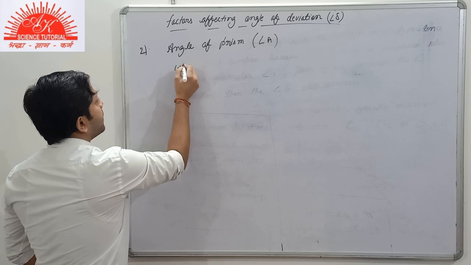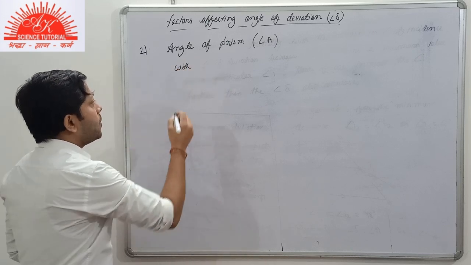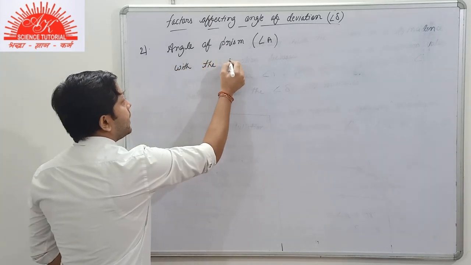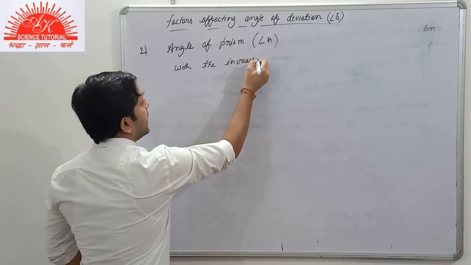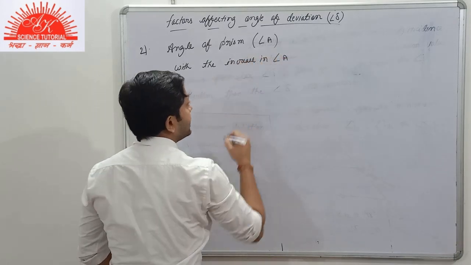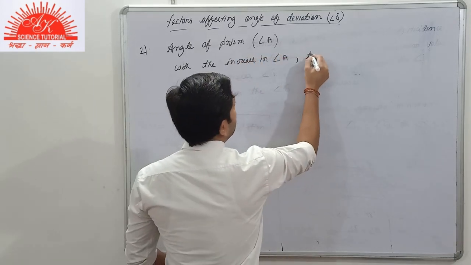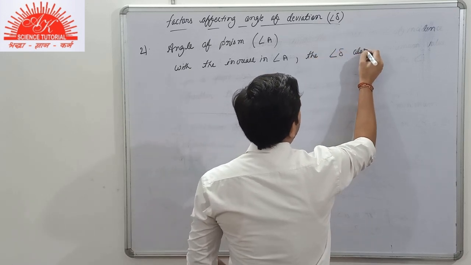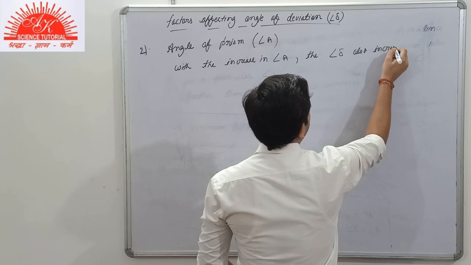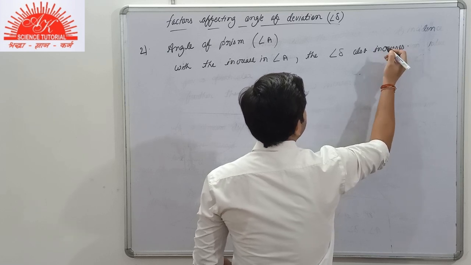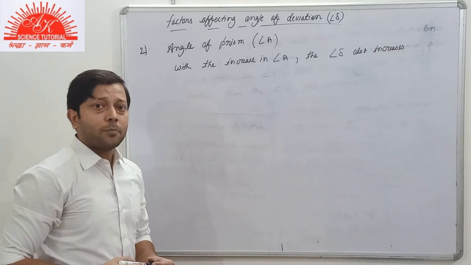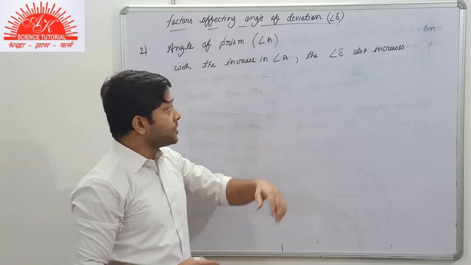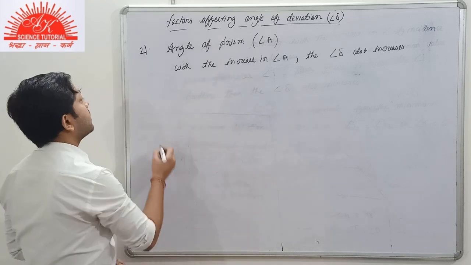So it is found that with the increase in angle A, that is the angle of prism, the angle of deviation also increases. If we increase the angle of the prism, then the angle of deviation will also increase.